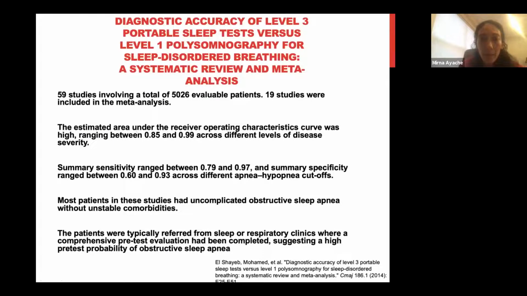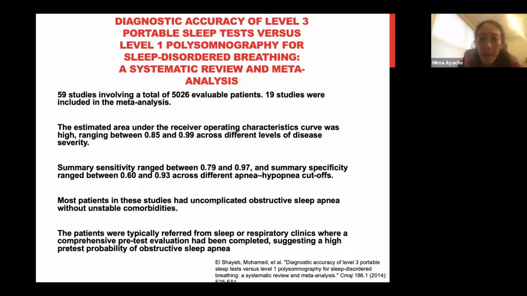This is also to look at diagnostic accuracy of level 3 portable sleep studies versus level 1. So the question that comes here is, what about the level 3 portable sleep studies? How do those compare with the PSG? And I think Dr. Stroll wanted to also touch on that. So I was just going to touch on that.